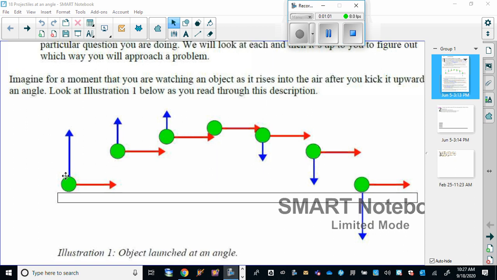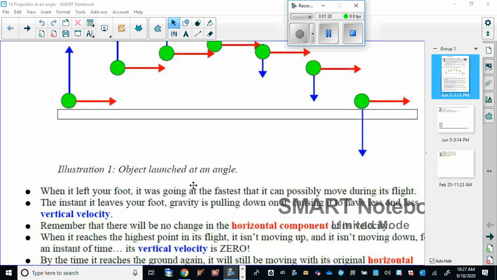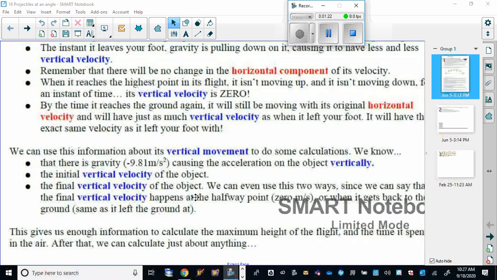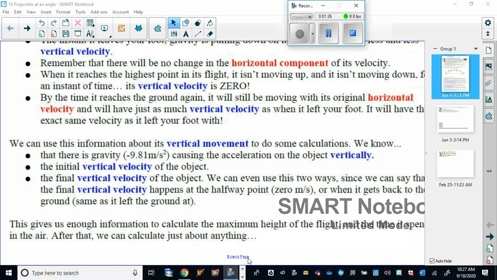Once again, the vertical component starts really big because now you've given it some initial vertical velocity, gets smaller and smaller, becomes 0 for an instant, and then gets bigger and bigger. And again, note that this vector here on the end and this vector here on the end are the same magnitude in opposite directions, and so on. Other than that, you solve these problems the same way that you do horizontal. You've just got this one little piece of information.